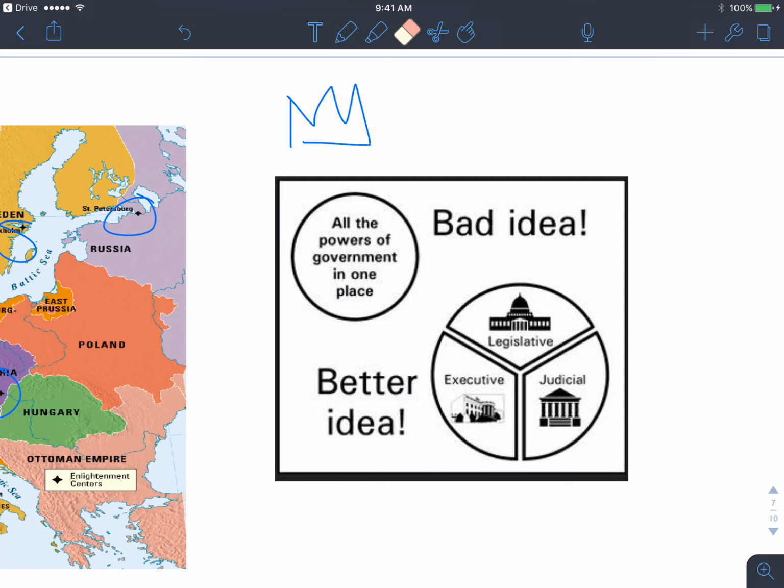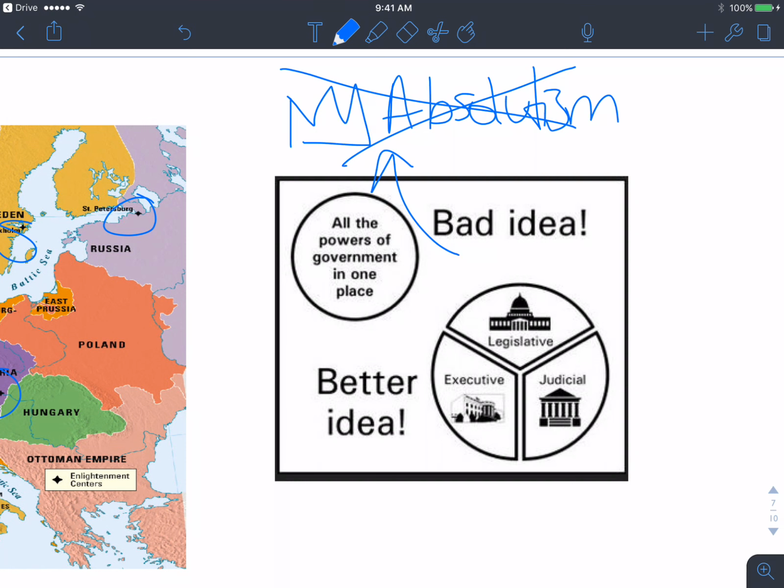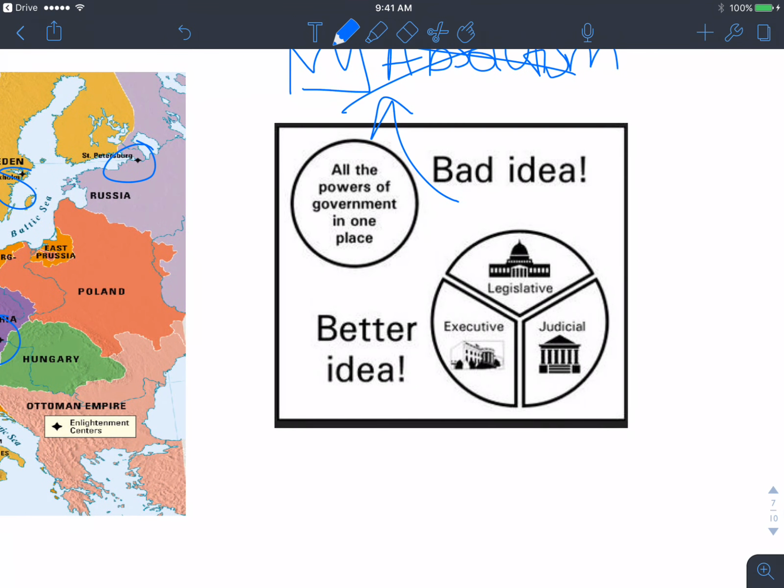And maybe if we spelled it right, it'd be helpful. Okay, so we have absolutism. And they're saying this is no good. Okay? A better idea, which comes out from some of the different philosophers, is to separate that power for government into different branches of government. So here is where the idea of 3 branches of government comes from.